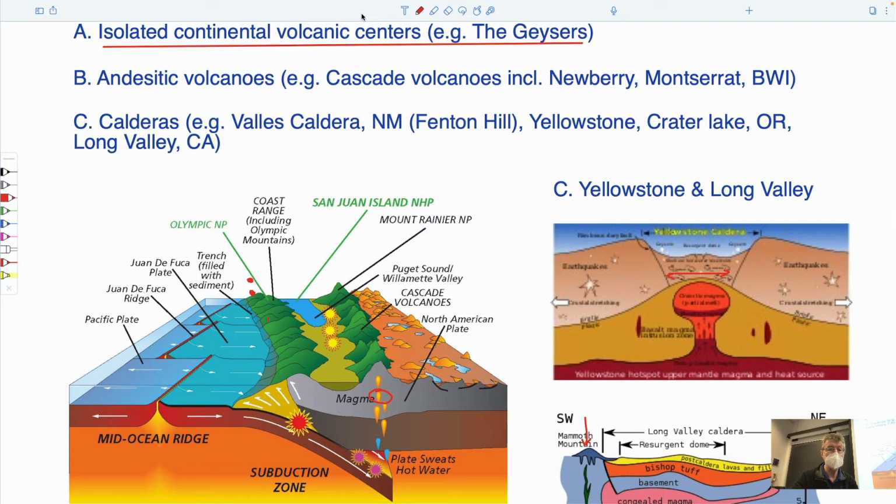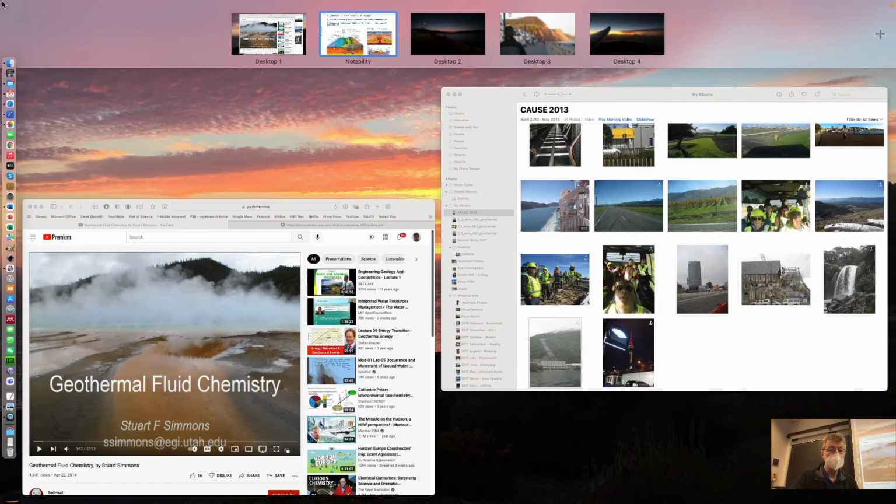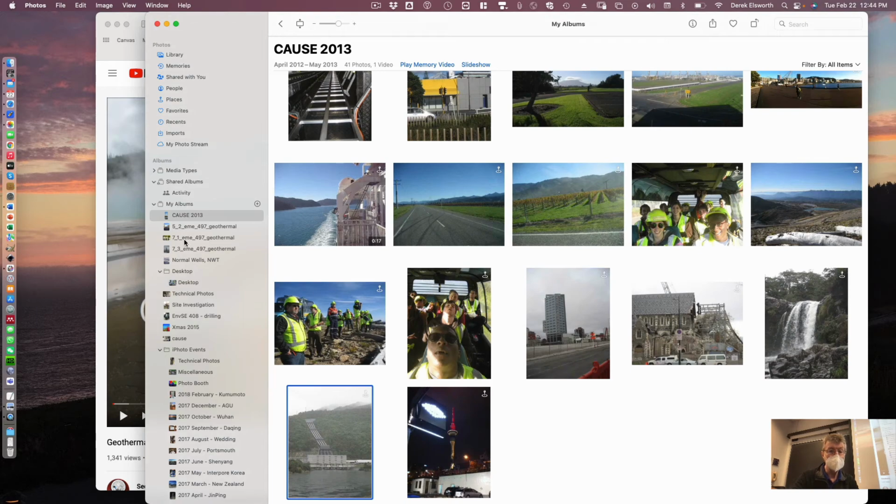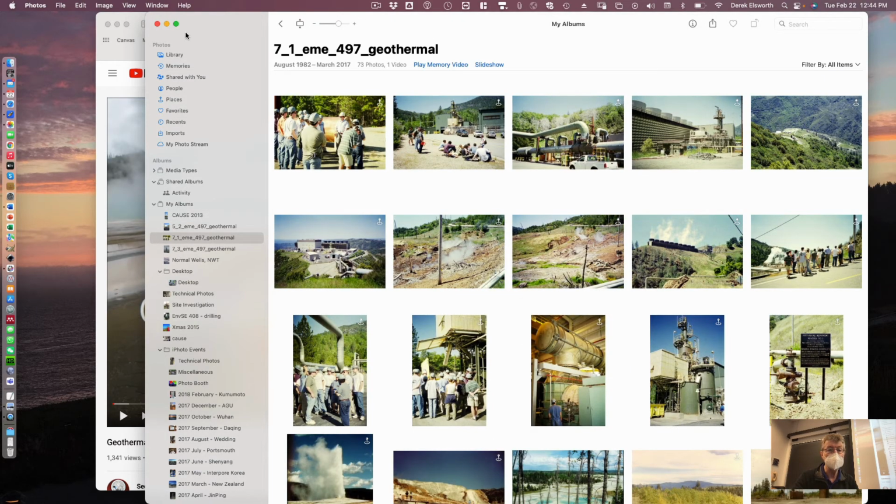So I'm going to go back to my stuff, not that, go back to this. Did this last year to pull it up. So let's look at some pictures.